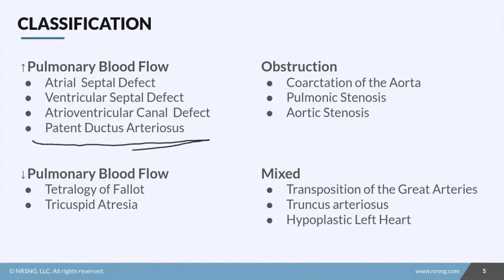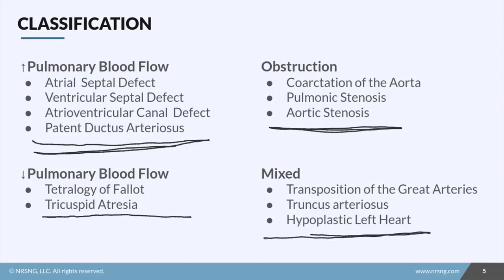These 4 cardiac defects all cause increased pulmonary blood flow. And then you have tetralogy of Fallot, tricuspid atresia. Both of those cause decreased pulmonary blood flow. And then the 3rd category we have is the obstruction, and those heart defects are coarctation of the aorta, pulmonic stenosis, and aortic stenosis. And then for our mixed defects, we're looking at transposition of the great arteries, truncus arteriosus, and hypoplastic left heart.